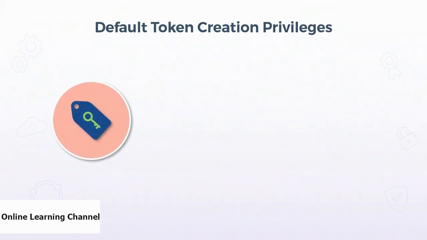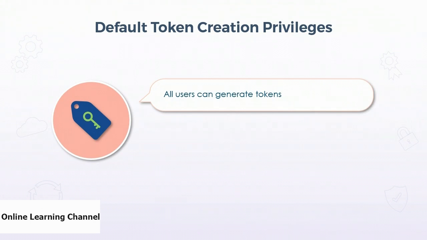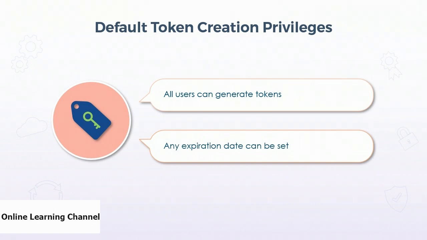So, default token creation privileges. Who can create tokens? All users can generate tokens in your workspace. This is enabled by default for all users in your Databricks workspace. These users can set any expiration date that they like, and they can generate these tokens even for an indefinite lifetime if they wish. So by default, out of the box, the ability to generate personal access tokens is enabled for all users in your Databricks workspace.